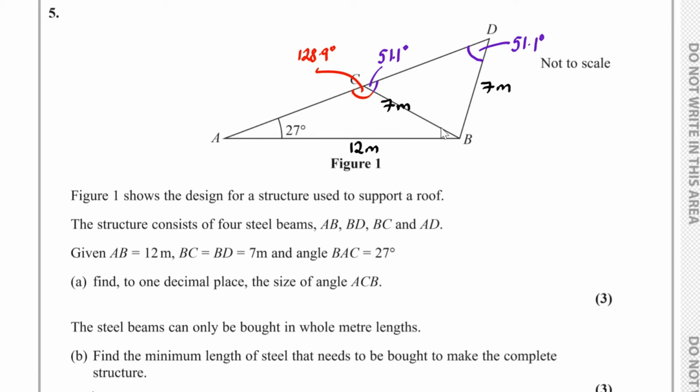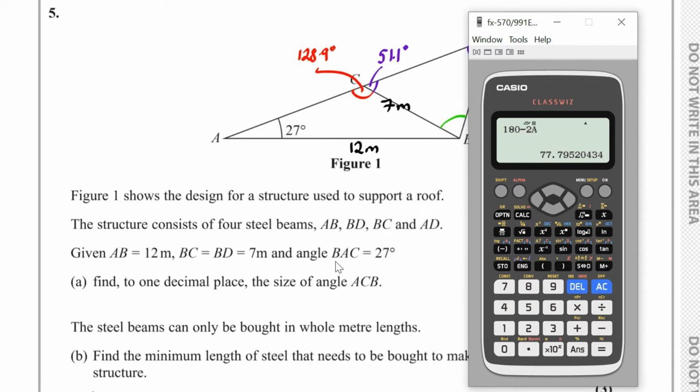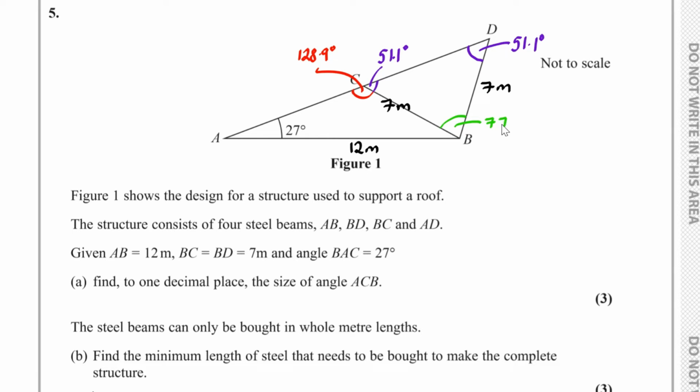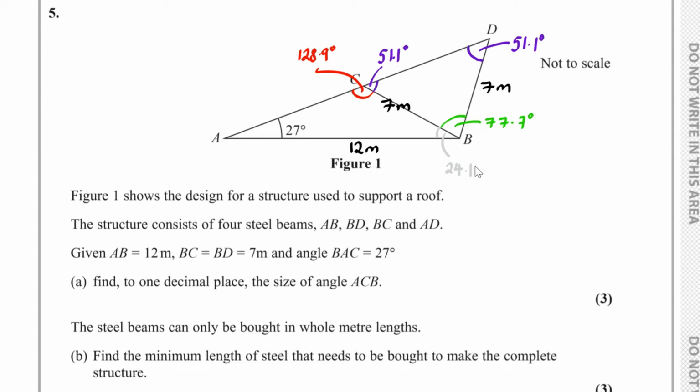Now this angle over here, angles in a triangle add up to 180. So 180 minus 2 lots of that 51.1, that angle is 77.7, etc. So here we have 77.7 degrees, and therefore this missing angle here, well, first of all let's store this into C. This missing angle here, that's equal to 180 minus the 27 from here minus this 128.9, so that was B. Turns out we get 24.1, etc. So here we get 24.1 degrees.